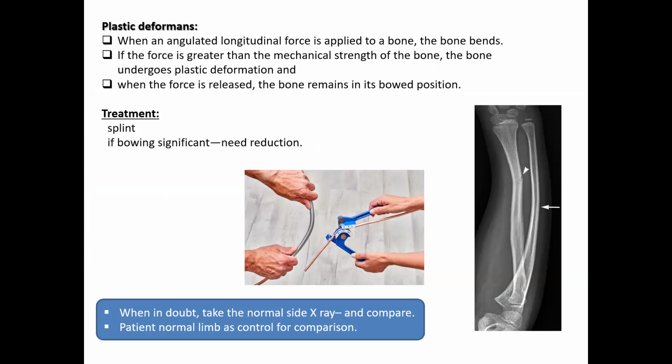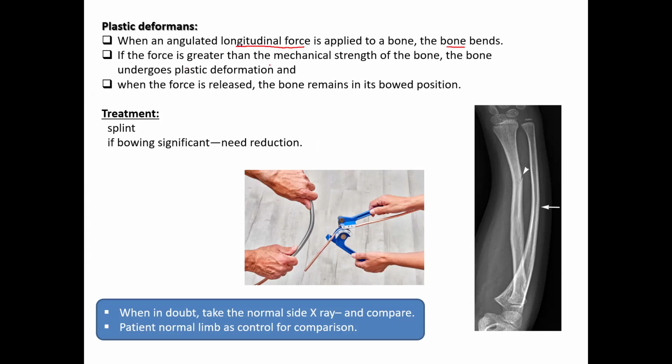So before, if you give gentle folding pressure in either direction, it folds but does not break. In the same way, if the amount of force is very small, not enough to break the bone, it will just change its shape without breaking. So when an angulated longitudinal force is applied, the bone bends.